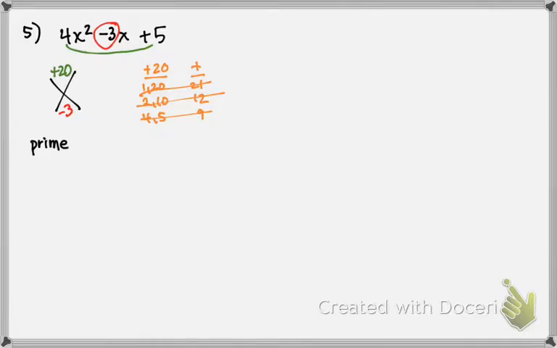Notice there was no GCMF. We had a 4, 3, 5. Boom, done. Can't do anything with that. So this is a prime polynomial.